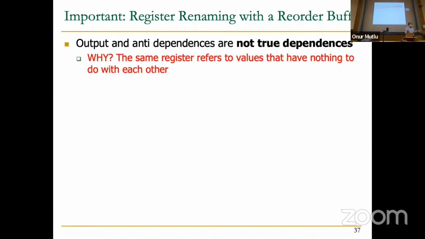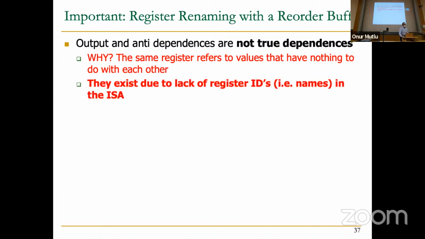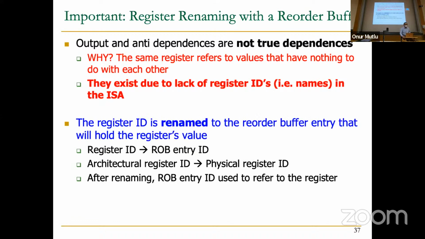This is really important. We've renamed the registers with a reorder buffer. As we discussed, output and anti-dependence are not true dependencies because the same register refers to values that have nothing to do with each other, right? And as I discussed earlier, they exist due to the lack of register IDs in the ISA. Now, what we have done is we took the architectural register ID and renamed it to the reorder buffer entry that will hold the register's value. This is also called renaming the architectural register ID to a physical register ID, as we will see later on in out-of-order execution.